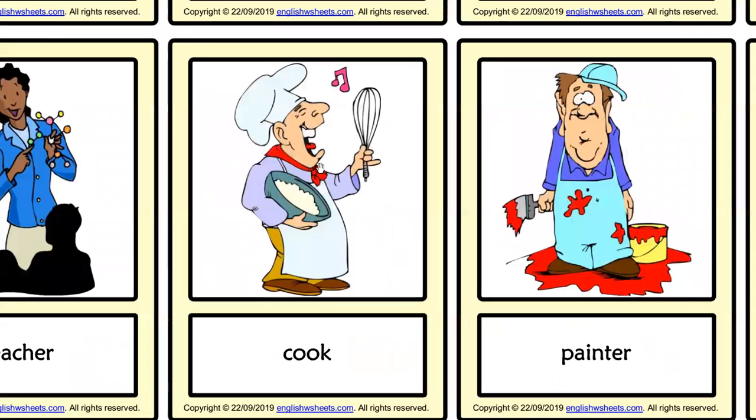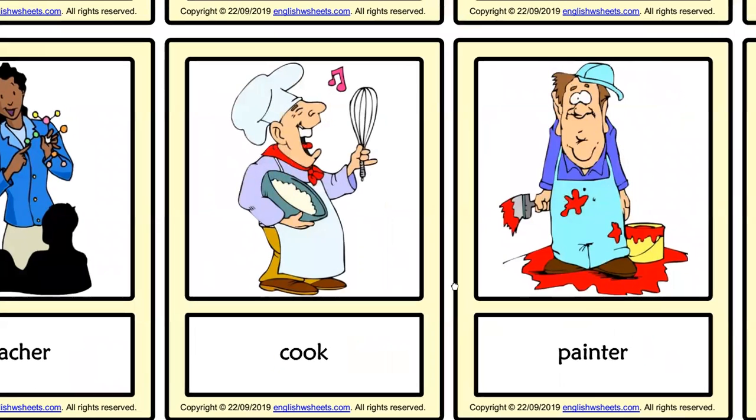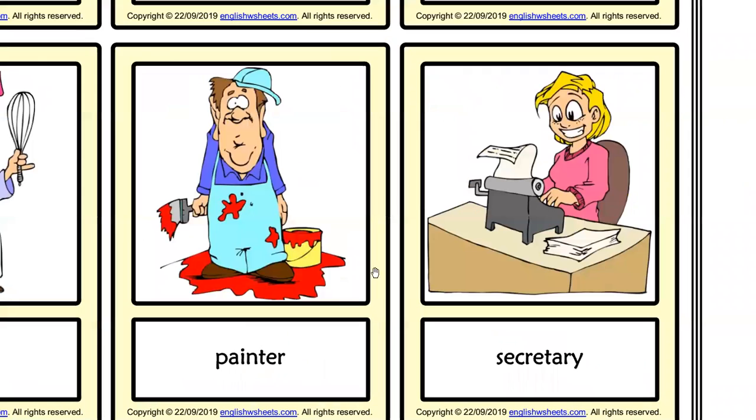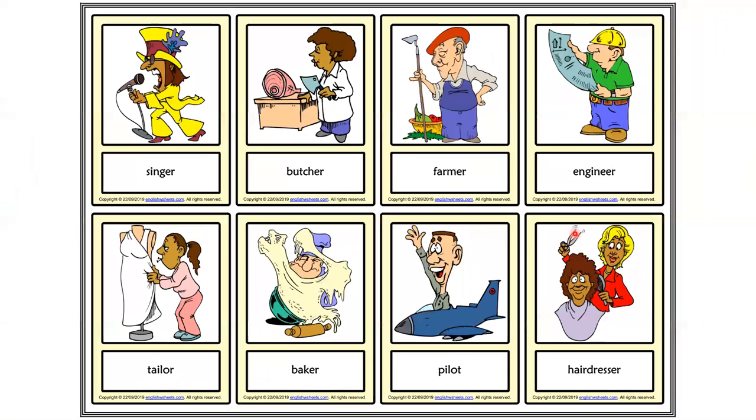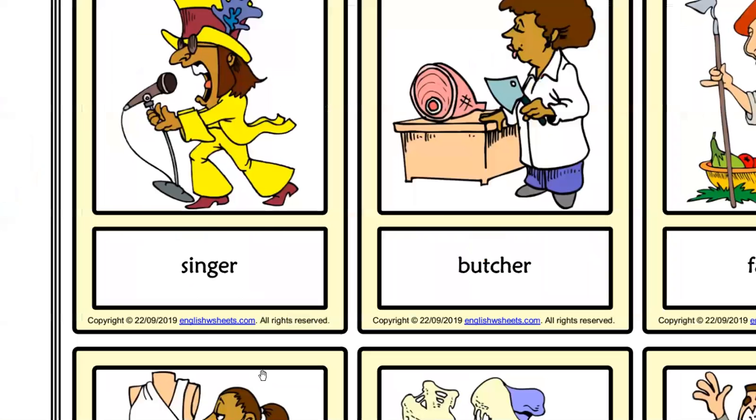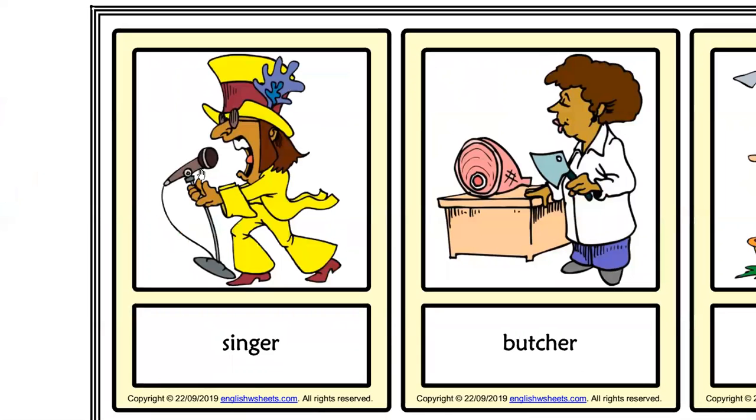We also have a cook that when you go to a restaurant is the person who prepares your food. Then we have a painter. When you want to paint your house, you normally hire a painter. And a secretary that normally works for someone in an office. Very good. Now, here we have a singer, a musician, someone who sings songs for a living.